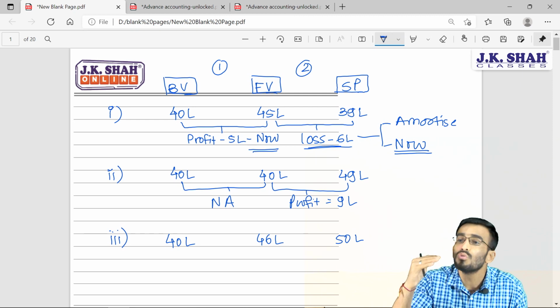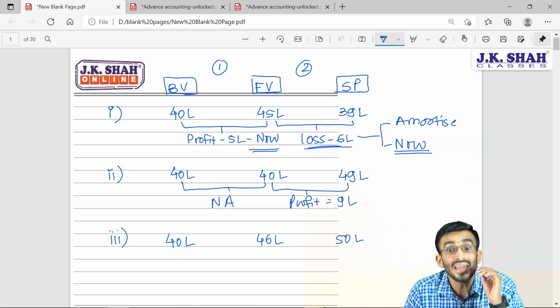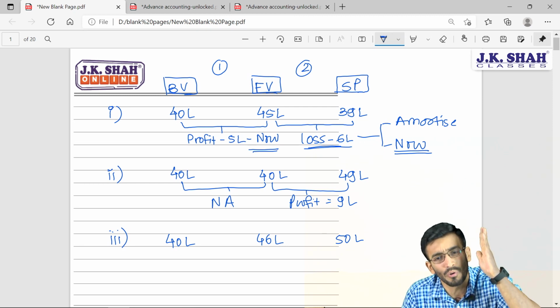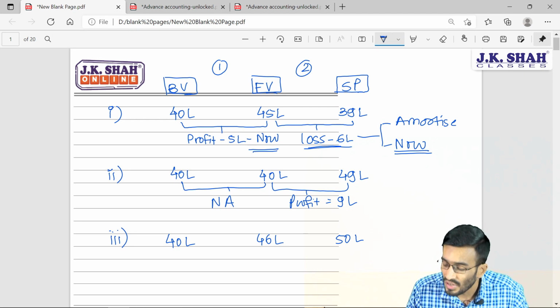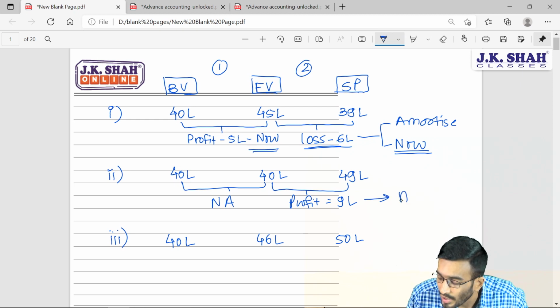So definitely future lease rental will increase. So I can say lease rental will increase. It means expenses are going to increase. So definitely against those increased expenses, we have to amortize this profit. So profit will be always amortized.